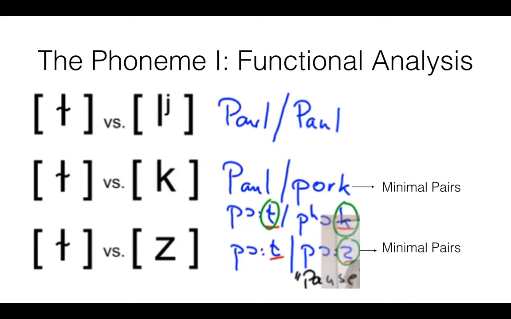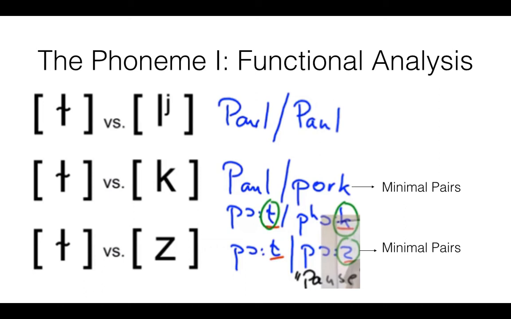Okay? The same thing here. Paul, pause. It's a minimal pair. Why? Because we have the same environment, Paul, pause, but they differ in one sound. Here you have L, and here you have Z. And the result, we have different meanings. So therefore here, I can't say that I have different pronunciations of the same sound. No, this is applicable over there. But in this one, in my functional analysis, I'm going to say that here I have two different sounds, two different phonemes, right?